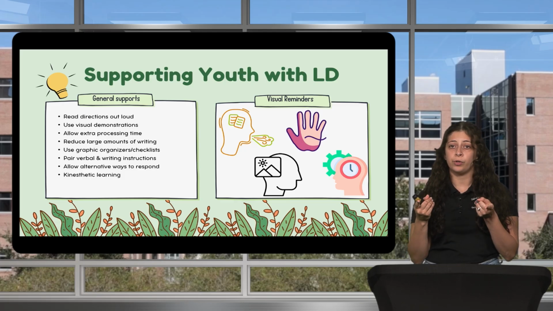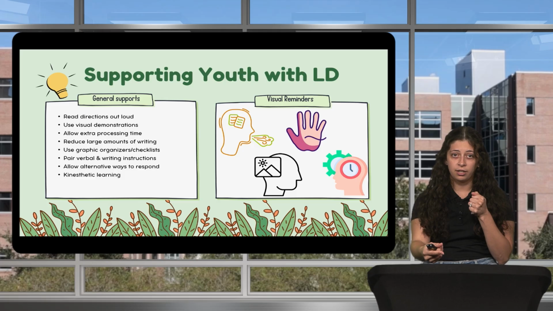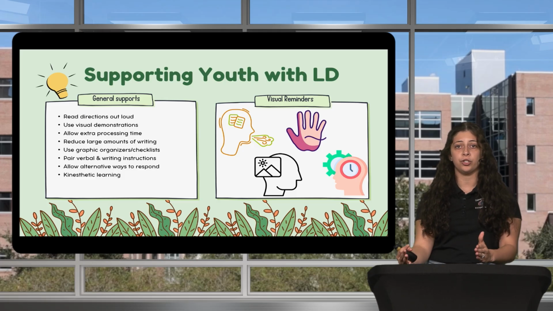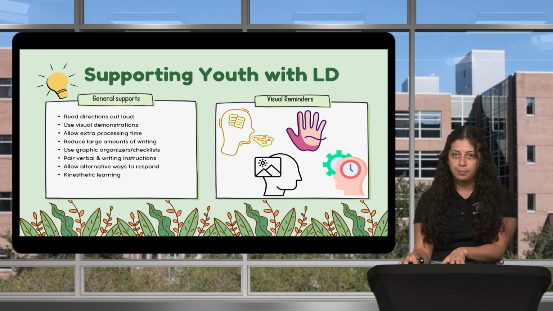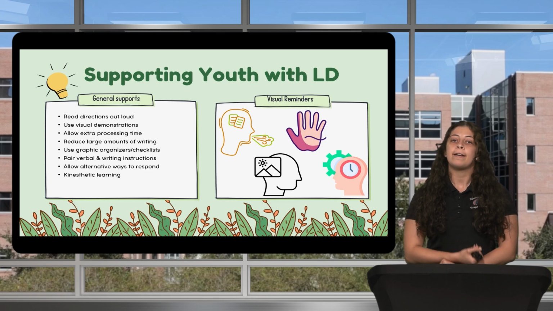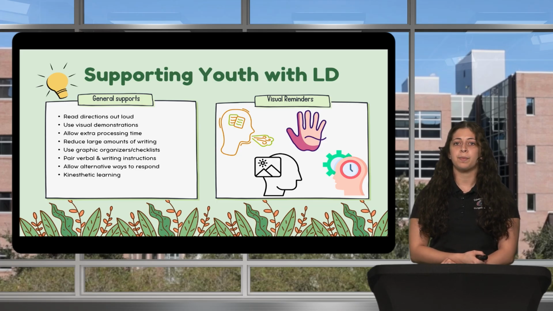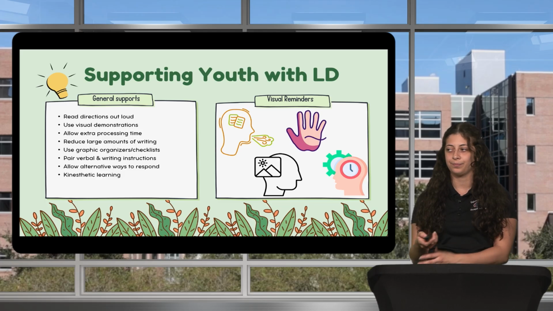Pairing verbal instruction with written directions can improve comprehension, and allowing alternative ways for students to respond, such as verbally, visually, or even typing, can support engagement. Finally, kinesthetic and multisensory learning approaches are especially helpful, as many students benefit from learning through movement, hands-on activities, and multiple senses working together.